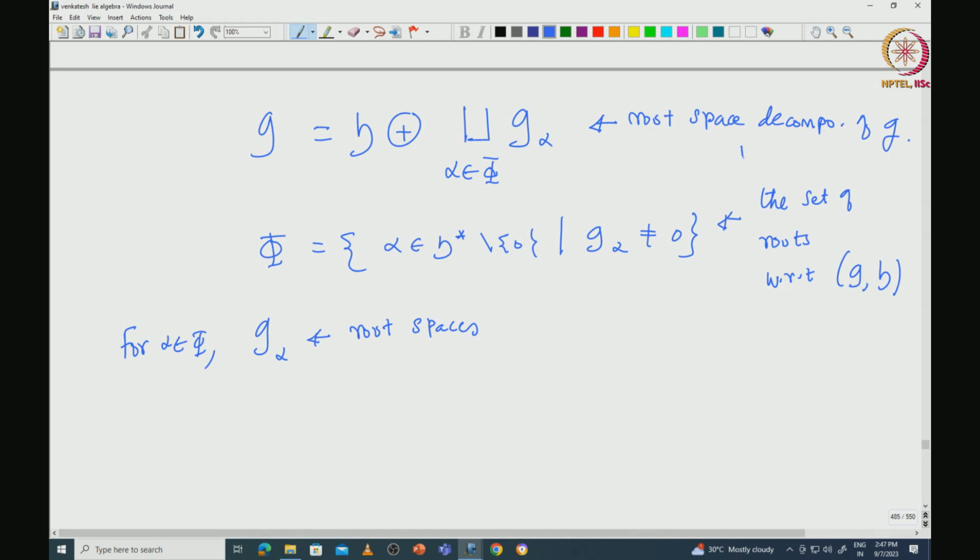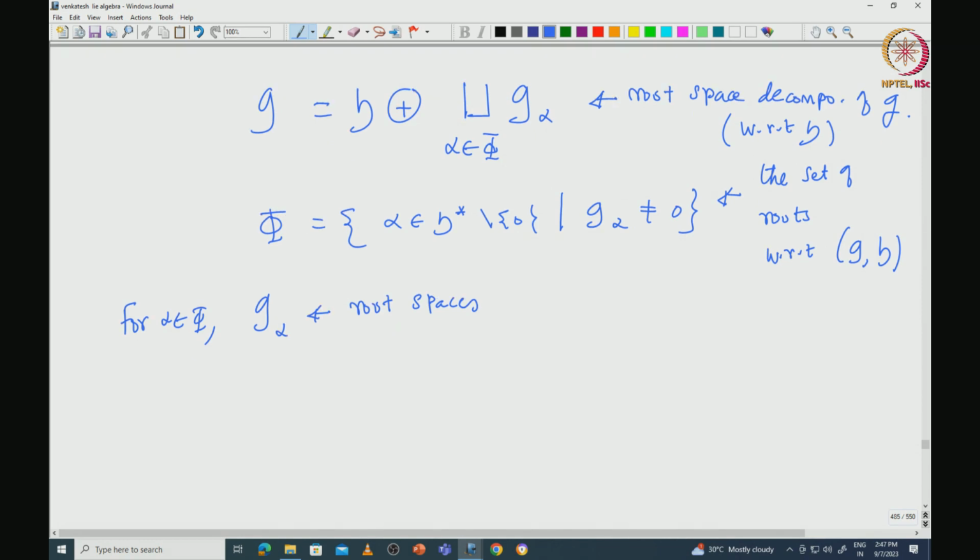This is with respect to, of course, the Cartan subalgebra that we have fixed. What we want to do now is understand the properties of these roots as well as the properties of these root spaces. Indeed we will prove that all these root spaces have dimension 1, and this set of roots will form a root system, in a sense we will define later.